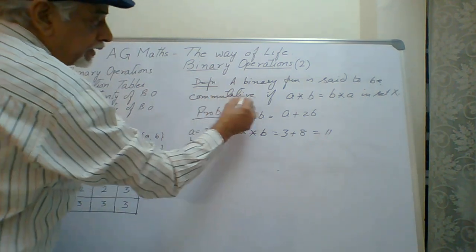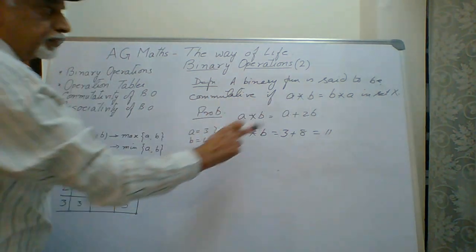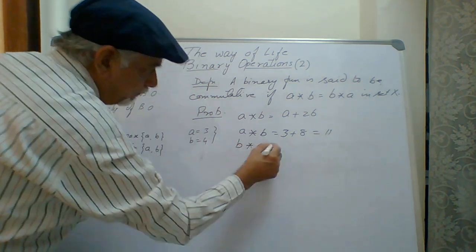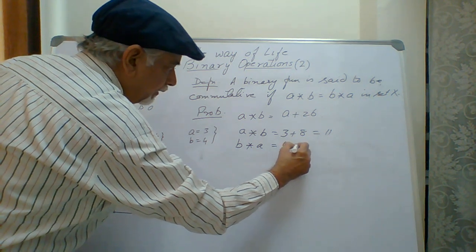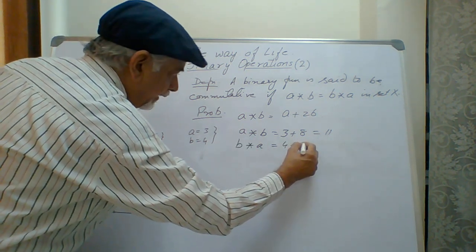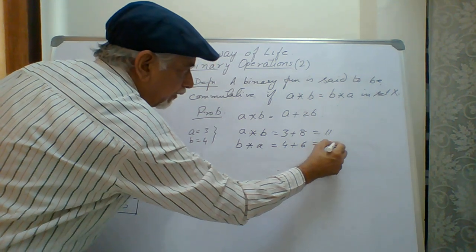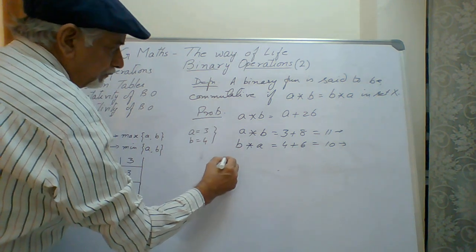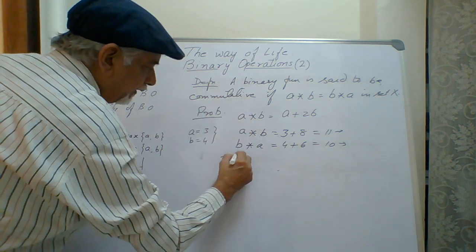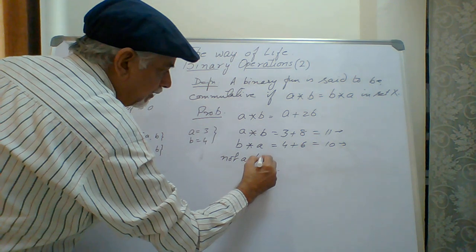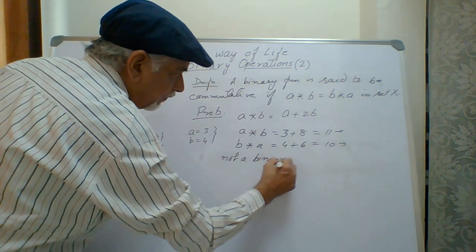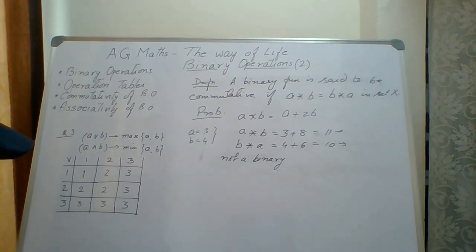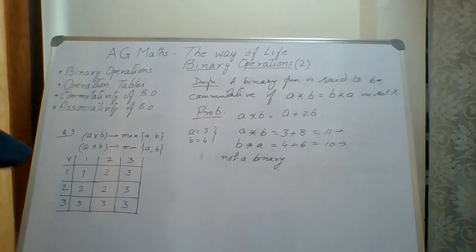And for binary commutative property, it has to be same as B binary A. So when I write the B binary A, I write 4 first, then I add 2 times the 3, that is 6, and it becomes 10. Now you see this 11 is not equal to 10. So this is not binary commutativity, because commutative property is not fulfilled. So it is a binary operation, but commutative property is not fulfilled.